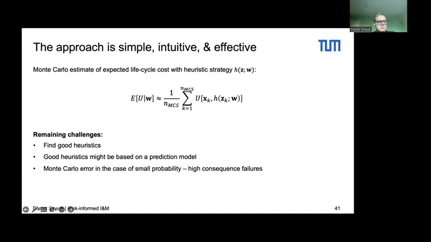Of course, we still have the challenge of finding good heuristics, which is simple for a single component, but maybe not so simple for a system. Ideally, these good heuristics use a prediction model, which means that inside this Monte Carlo simulation, we need a prediction model. So we need a second digital twin inside the Monte Carlo. For each Monte Carlo run, we need to actually run our prediction model. For example, we need to run a Bayesian analysis, and that's computationally more costly. And if we have small probability, high consequence type of failures, Monte Carlo error can actually be large, and we need additional techniques, but we have some ideas what to do with that.